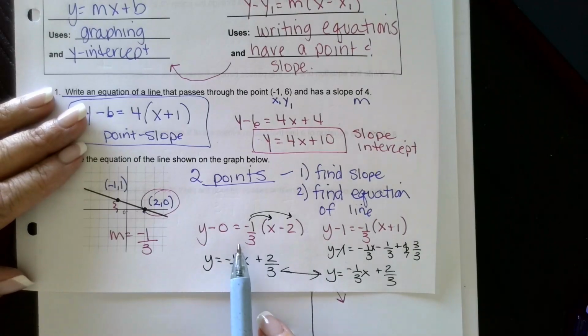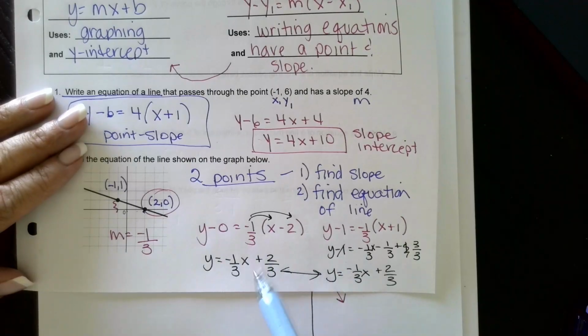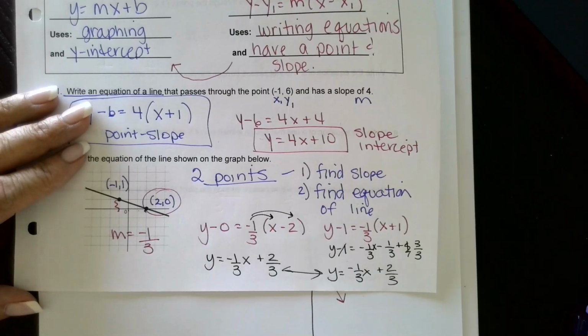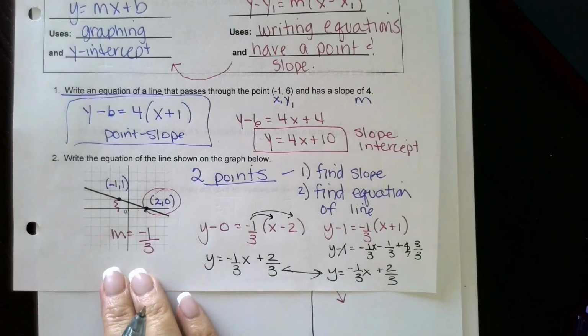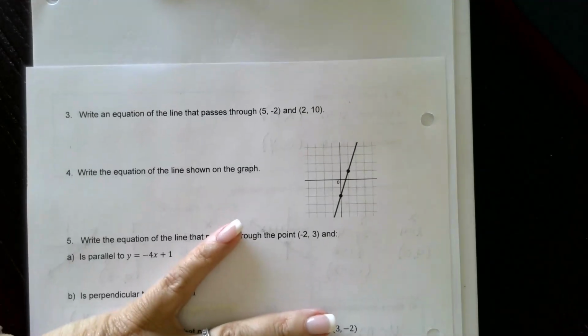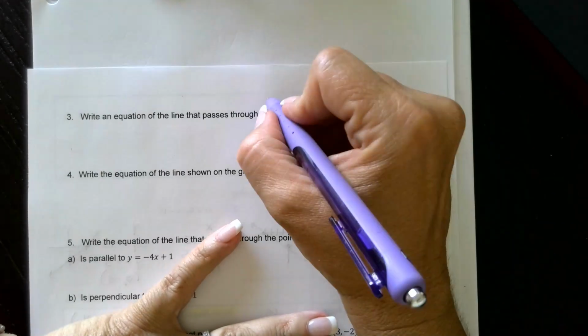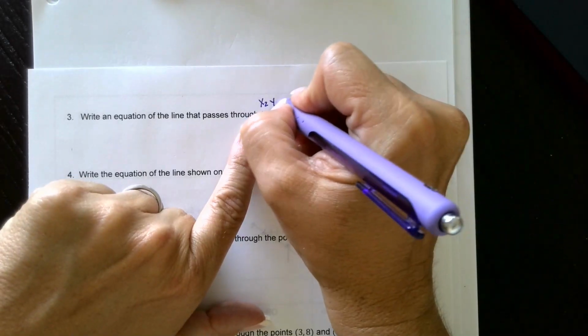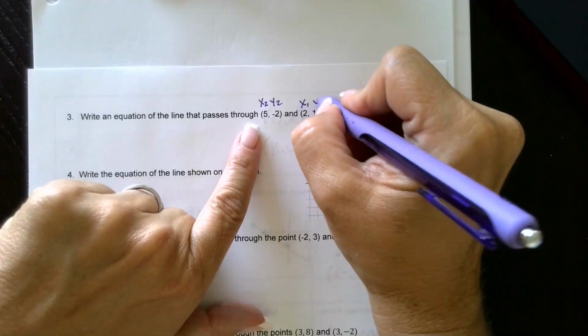So that's why it doesn't matter what point you use, but as you can see just from the math, it's always easiest if you can use a point with a 0, I would always use a point with a 0. Okay? All right, let's keep going here. So write an equation of a line that passes through 2 points. All right, so here's what I have. Looking at this, I'm going to say this is x2, y2, and this is x1, y1.